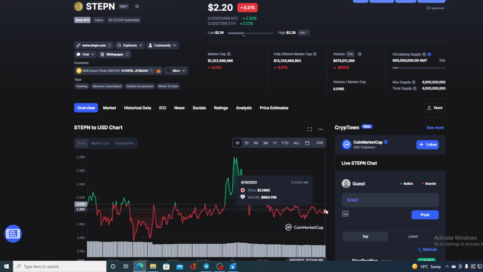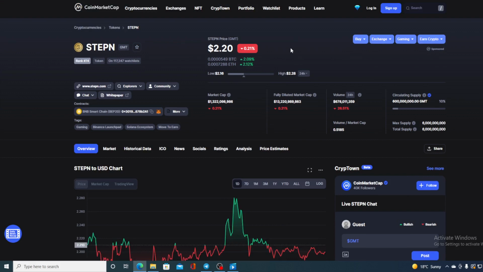Now, before we go over the news, let me first share a couple of price details regarding Stepn. If we take a look at the price right now, we can see that the current value of Stepn is $2.20, which is actually a drop of 0.21% in the last couple of hours alone. And if we do take a look at the trading volume, we can also see that it's slightly down by 26.54%, as you can see on the screen.